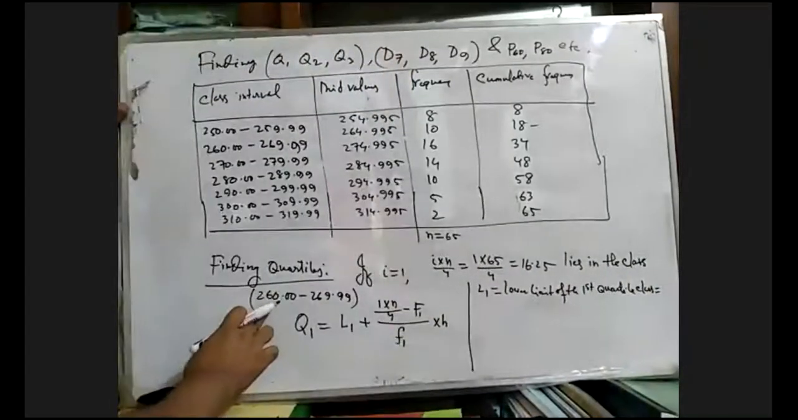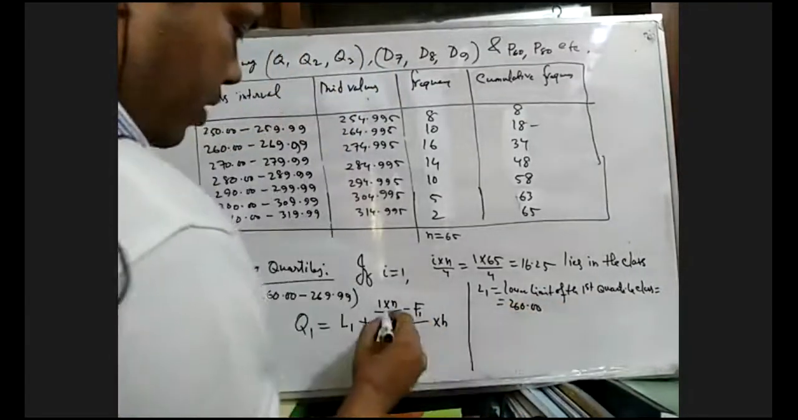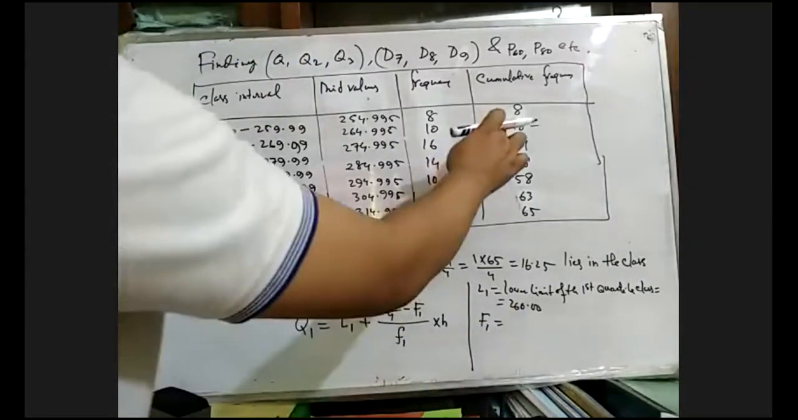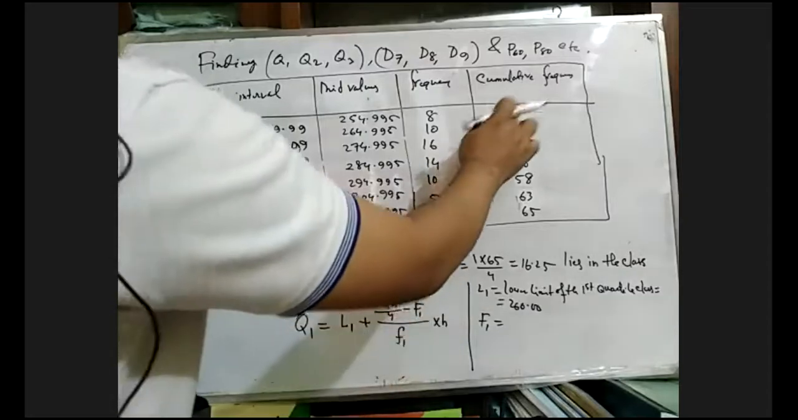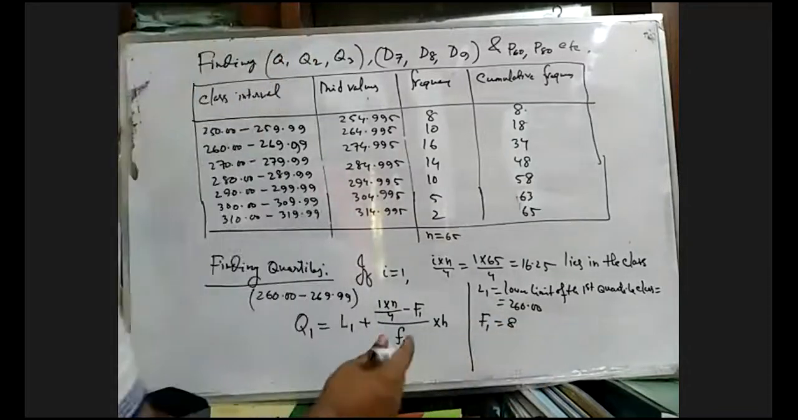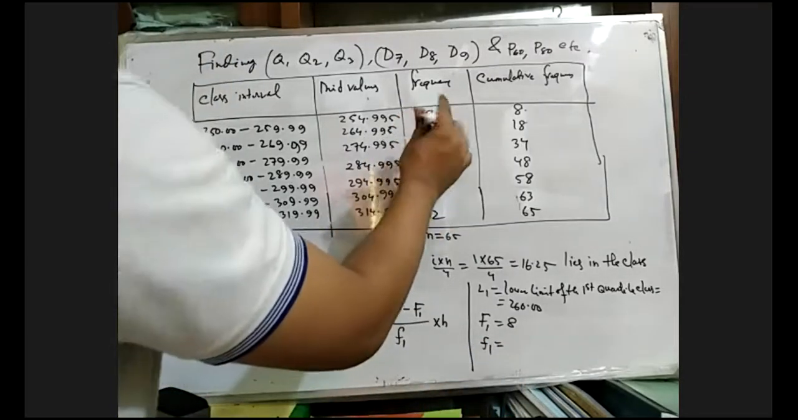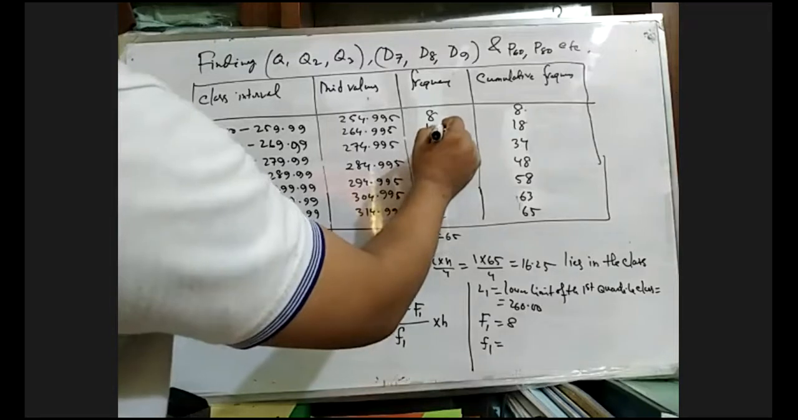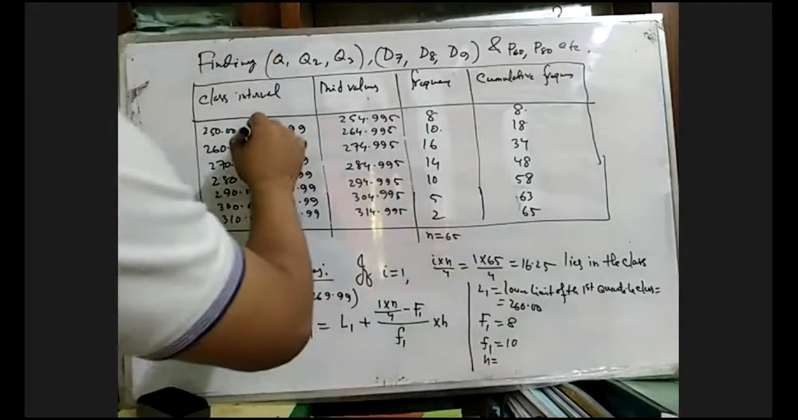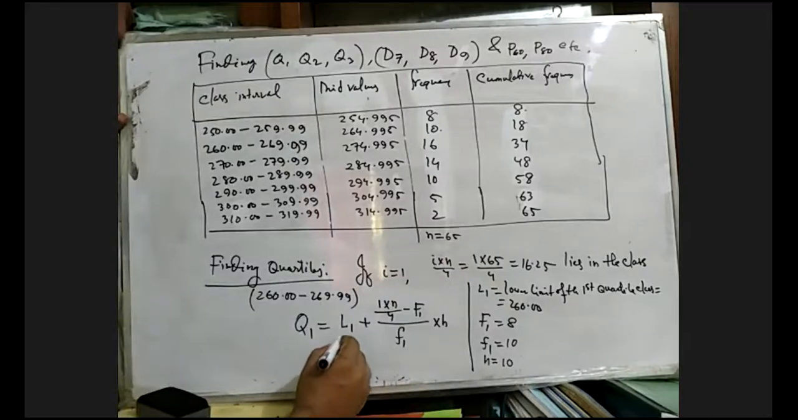This is 260.00, so L1 equals 260.00. Now, cumulative frequency f1 means the cumulative frequency of the previous class of the first quartile class. That means 8. Small f1 is the frequency of the first quartile class, that means 10. Then h is the length of the class interval, which is 10.